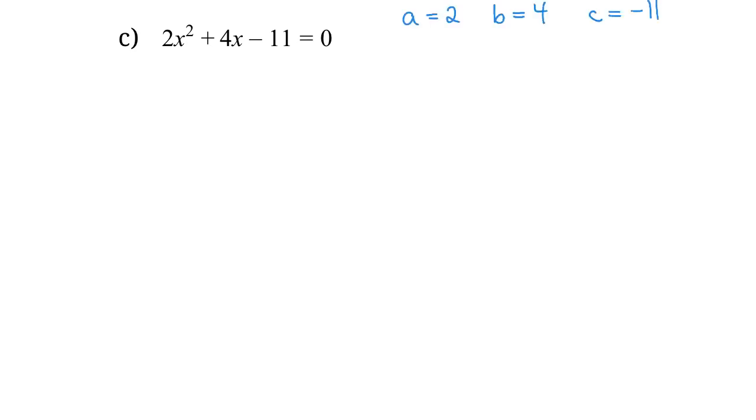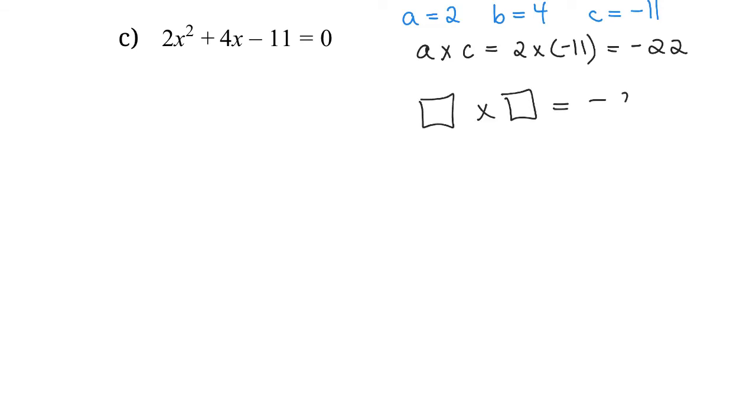So I've identified my A, B, and C values. Our first step to decomposition is to take our A value and multiply it by our C value. For us, that's going to be 2 multiplied by negative 11, which is going to give me negative 22. So I need two numbers that are going to multiply to give me negative 22, but those same two numbers have to add together to give us our B value, and our B value is 4. So go ahead, try to think of a combination that would work.